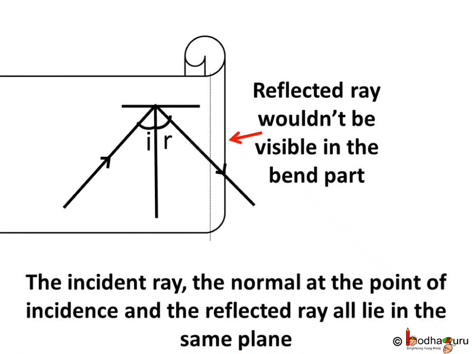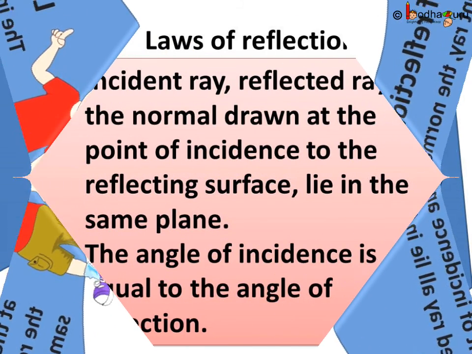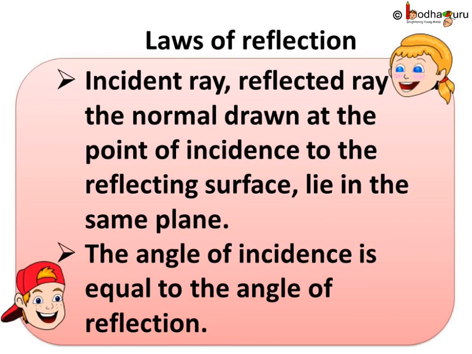This means the incident ray, the normal at the point of incidence and the reflected ray all lie in the same plane. This is another law of reflection. In fact, this is the first law of reflection, which says the incident ray, the normal at the point of incidence and the reflected ray all lie in the same plane.